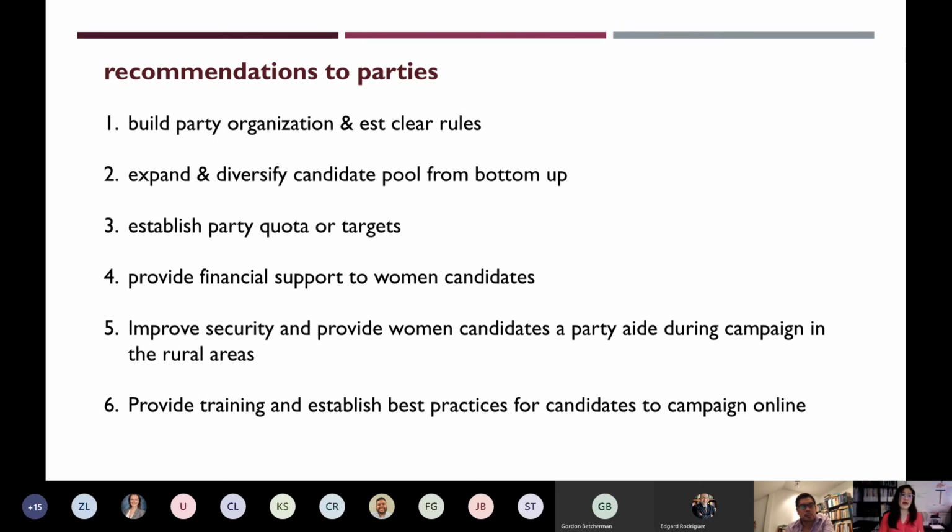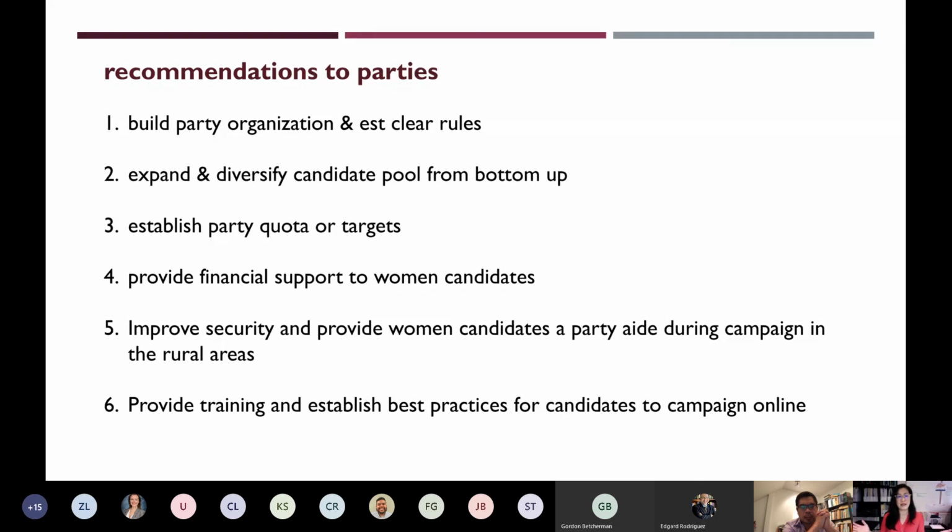We also recommend that parties expand and diversify their candidate pool from the bottom up. We give some suggestions on focusing on township executive committees and having a more democratic bottom-up process. We also suggest having party quotas and targets internally, and providing financial support to women candidates, a small amount of money for them to campaign or to put out publicity, because training is not enough, financial support is important. Most importantly, we suggest that parties improve security and provide women candidates party aid during campaigns, especially in rural areas or when they have to stay overnight.